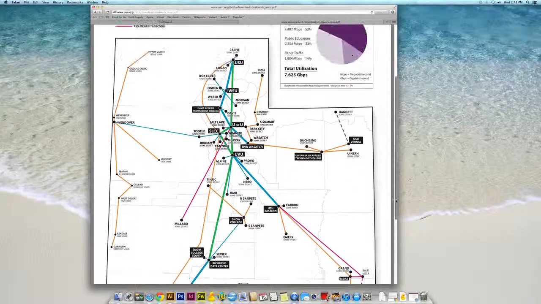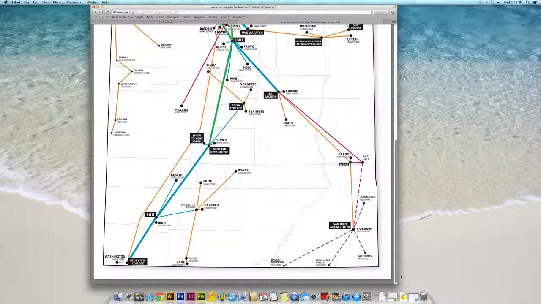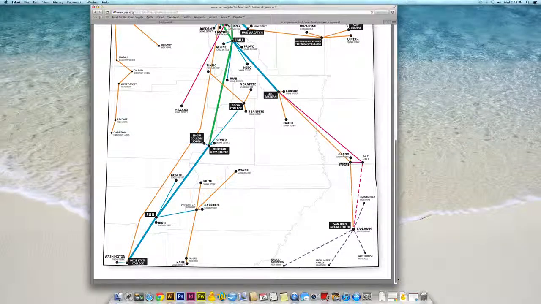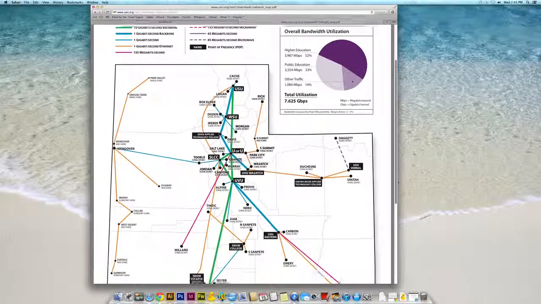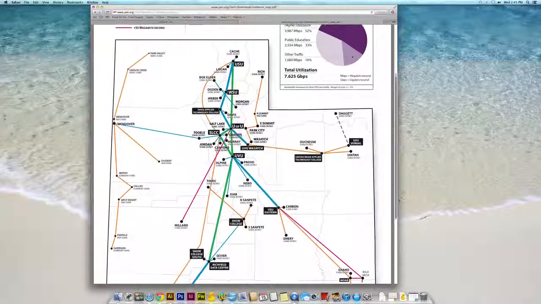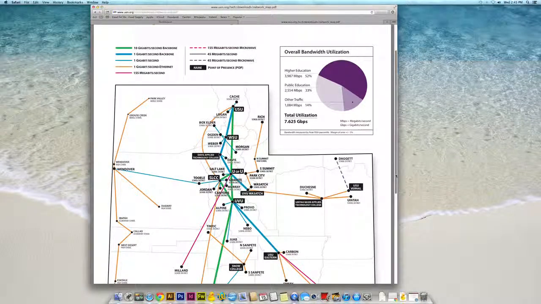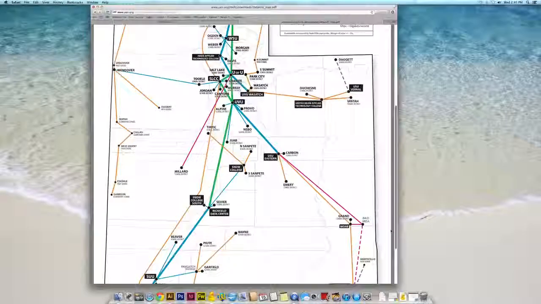So if you look at Dixie College, you could play a little game. What kind of speeds does Dixie College get back into the UEN network? Well, if you scroll down, it goes from Dixie to SUU to Richfield. You're looking at a connection speed that's a 1 gigabit per second backbone connection. And once it hits Richfield, between Richfield and UVU, it goes to a 10 gigabit per second backbone connection. So it's a pretty substantial connection to those key locations.